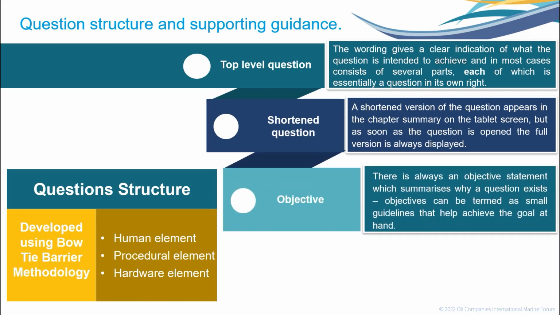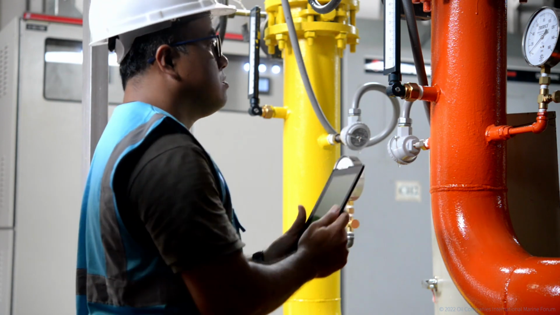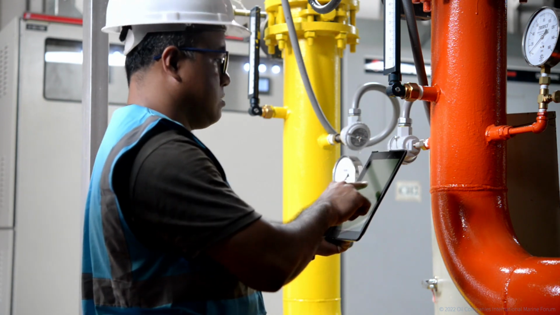The objective. This provides a statement identifying the purpose of the top-level question. The inspection guidance. This provides an overview of expectations from the vessel's safety management system and carries forward any previous Sire guidance that is considered to be a standard inspection requirement. Here we will look at an example of a question, its structure and guidance.